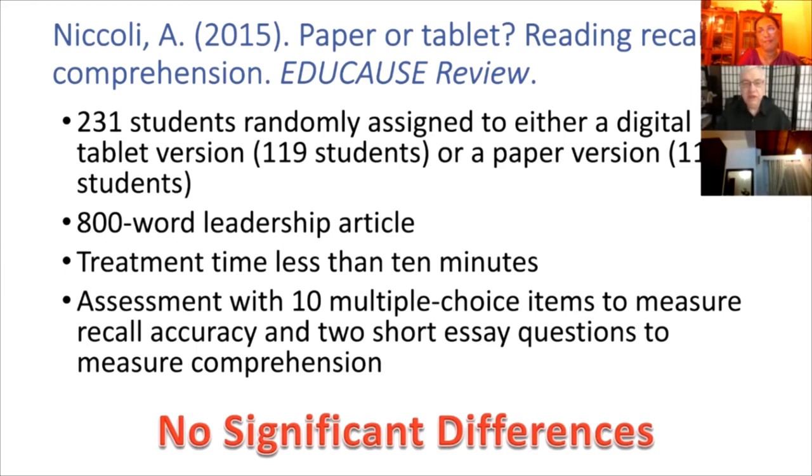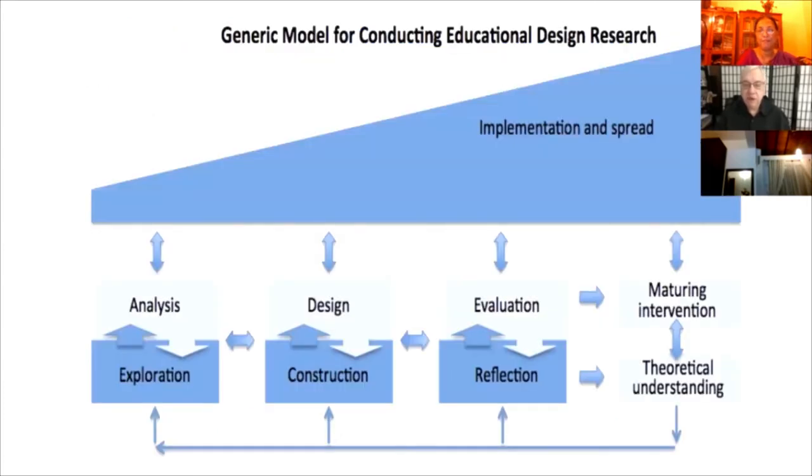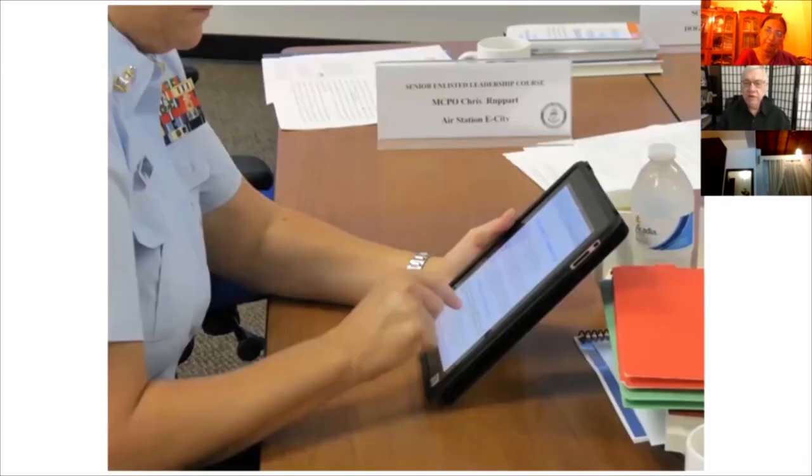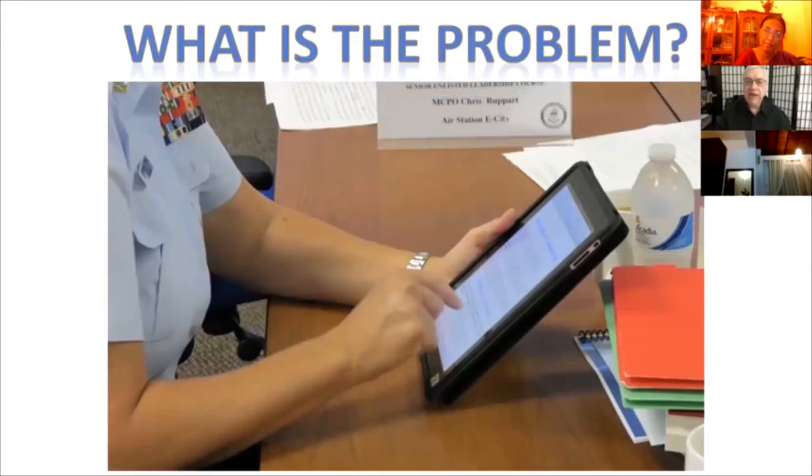So how would this kind of study be done if we did educational design research instead? Well, first we go through the various phases, and I'll use this model to illustrate this. One of the first things I'd want to know is, what's the problem? Why are you doing this study? Is it because people aren't doing the readings, or the readings are not aligned with the assessments? What is the problem in the first place? And so I'd want to know that.